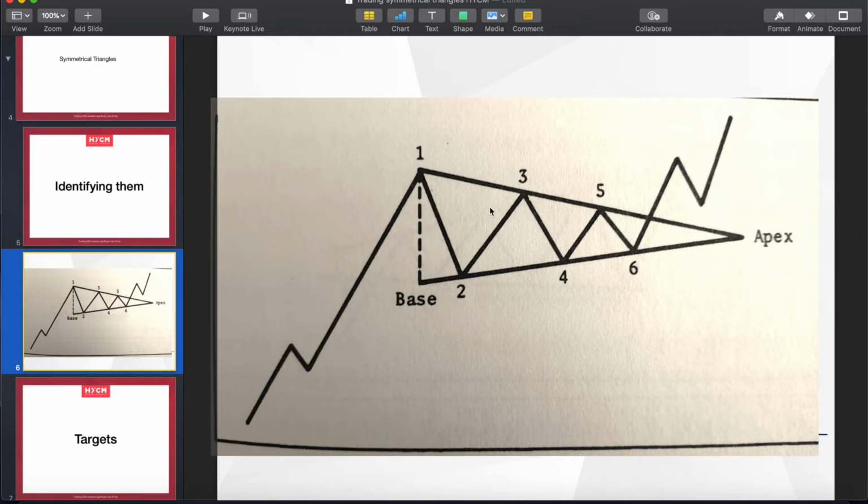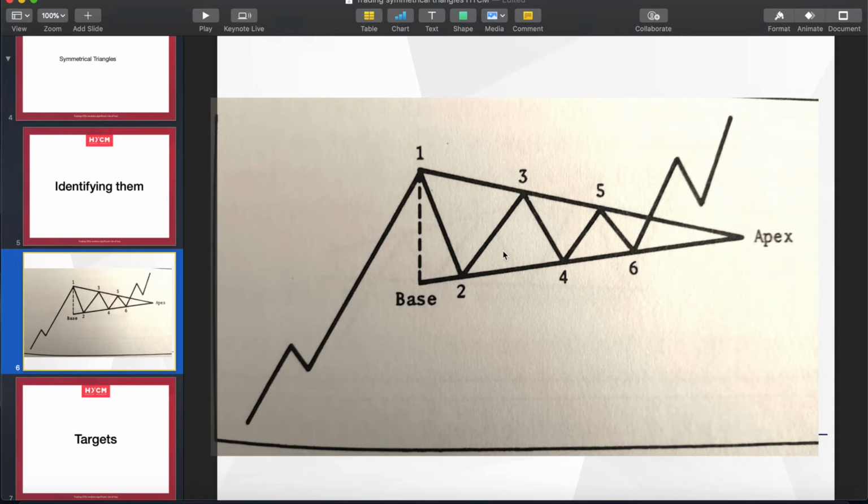So it's usually a continuation pattern. It represents a kind of pause in the existing trend, after which the original trend resumes. So you can see here in this example, the prior trend is up, then the resolution that's favoured is a break to the upside. So it's usually appearing in this continuation fashion.